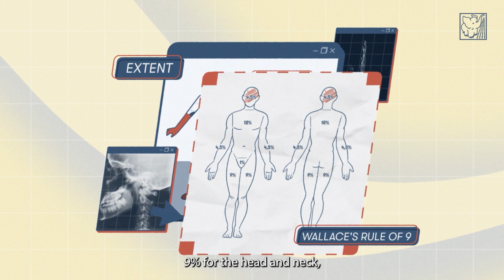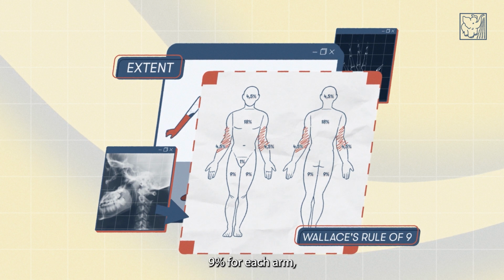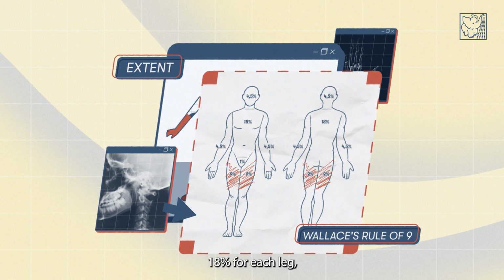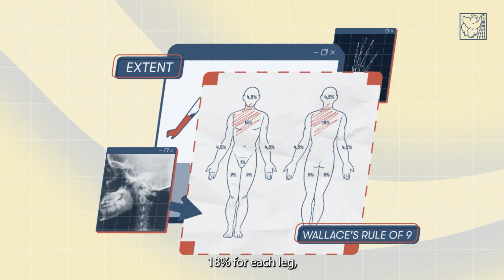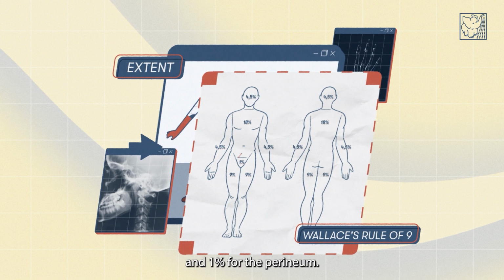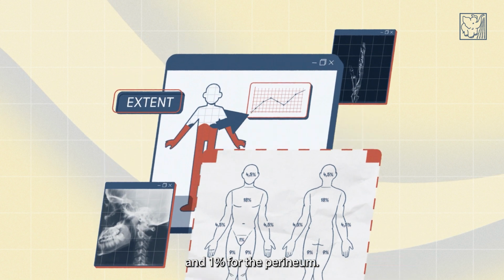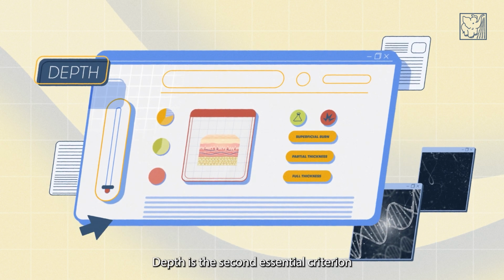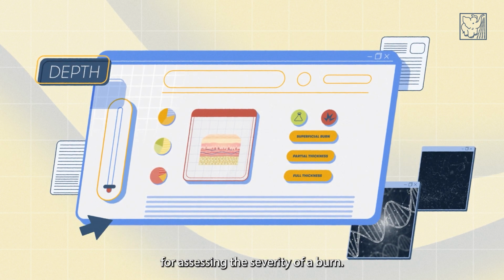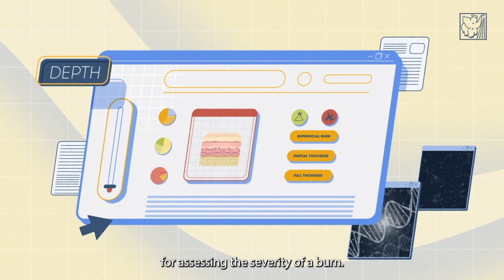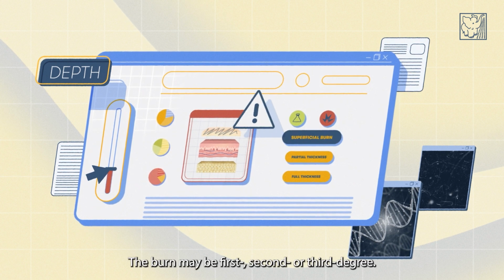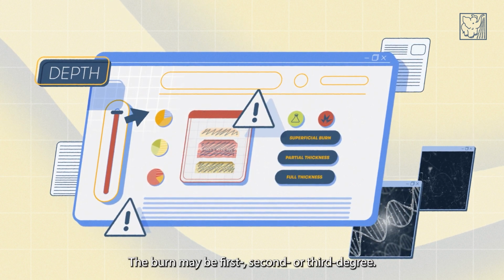9% for the head and neck, 9% for each arm, 18% for each leg, 18% for each side of the trunk, and 1% for the perineum. Depth is the second essential criterion for assessing the severity of a burn. The burn may be first, second, or third degree.